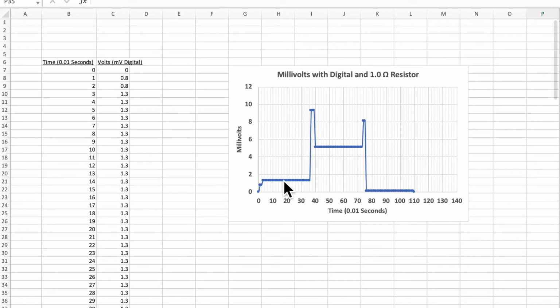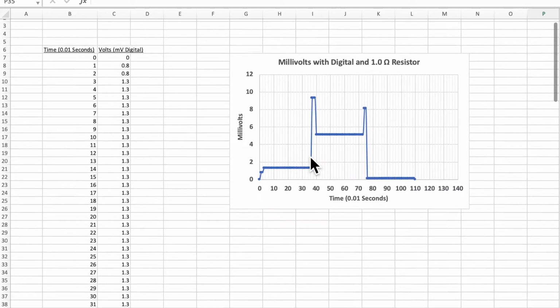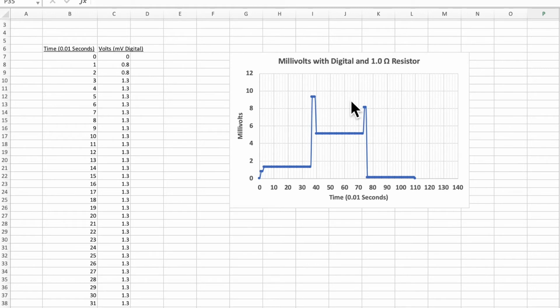This data is way too erratic to do anything with. This is the time here. This is the millivolts across the 1 ohm resistor. And as you can see, there's too much delay, and I'm not sure what is going on with that thing, but the analog galvanometer gave a little better results. Neither one of them is really ideal for measuring these small voltages.